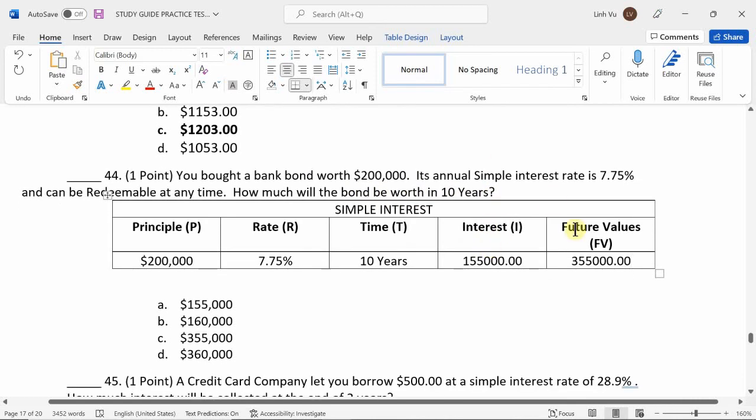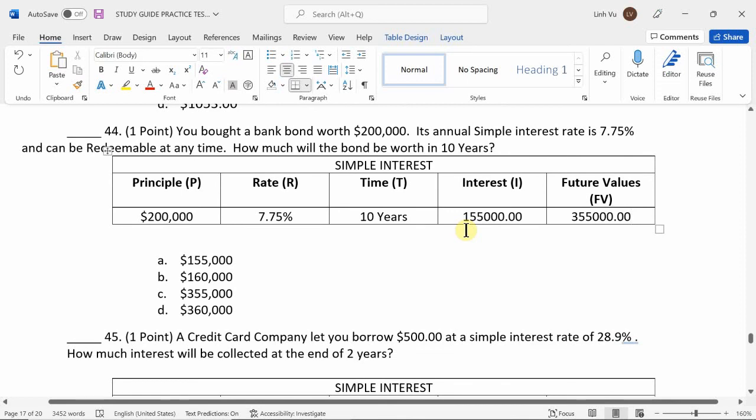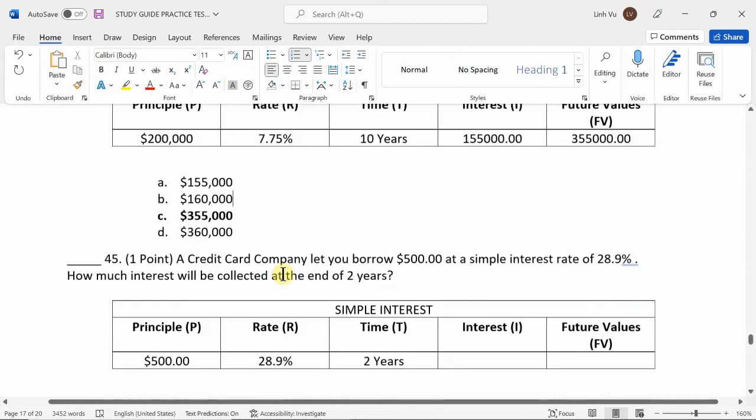But in order to get to future value, you need to solve for the interest first because that's how the formula works, right? You need to solve for the interest first for you to add it to the principal to get your future value. So in this case, your answer is 355,000. Okay.